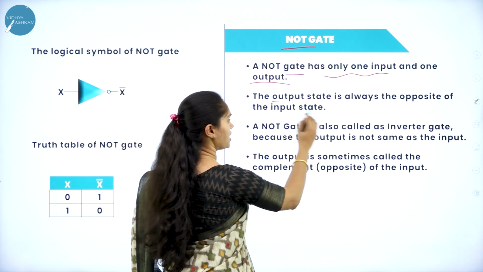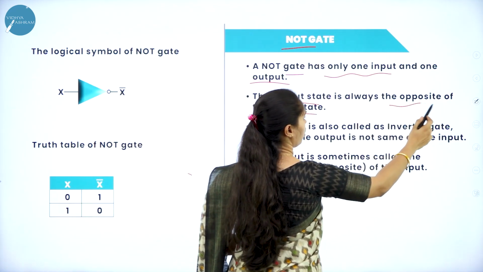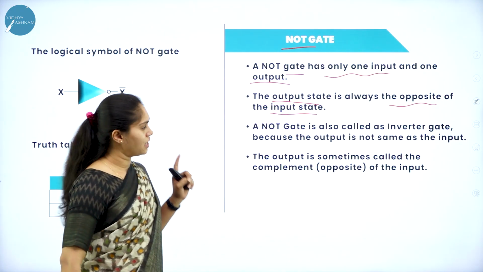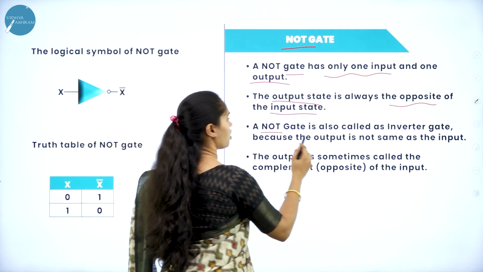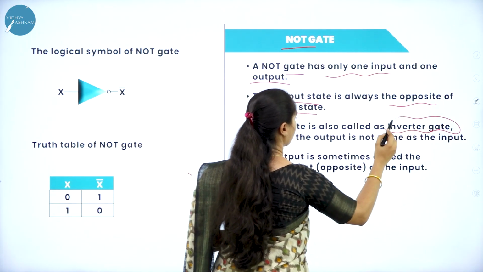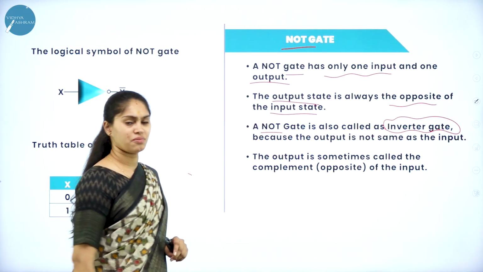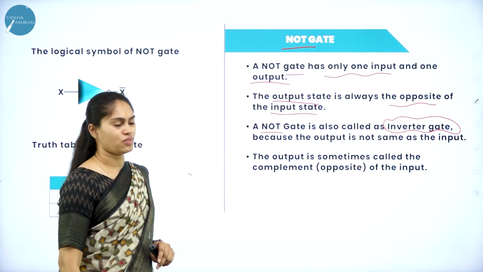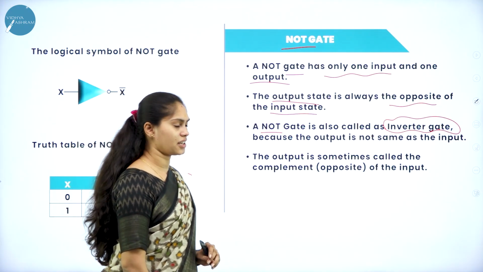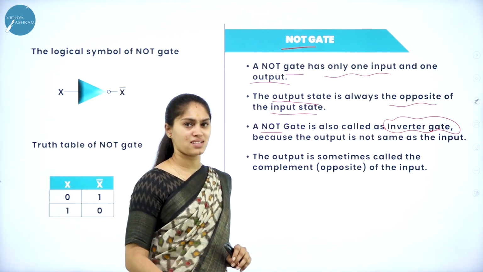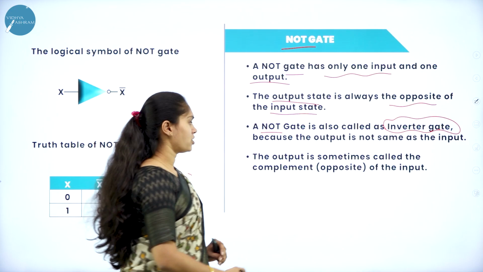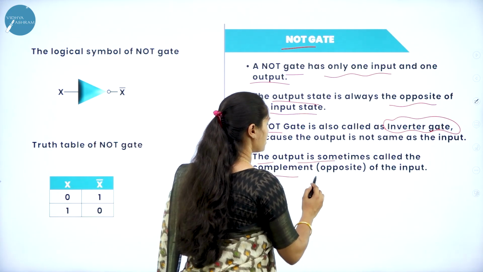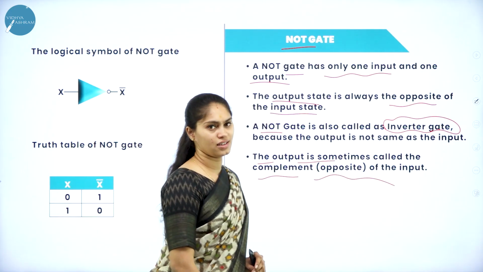So the output state is always the complement or opposite of the input signal. This NOT gate is also considered an inverter gate. Very, very important question: which gate is also considered an inverter gate? That is the NOT gate, because the output is not at all the same as the input. So the output is sometimes called the complement or opposite of the input.